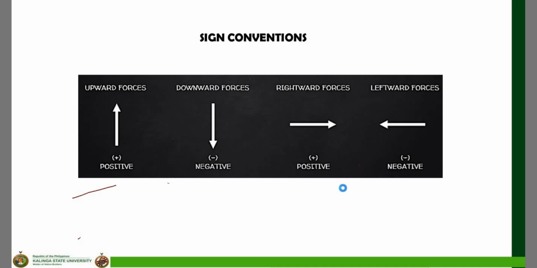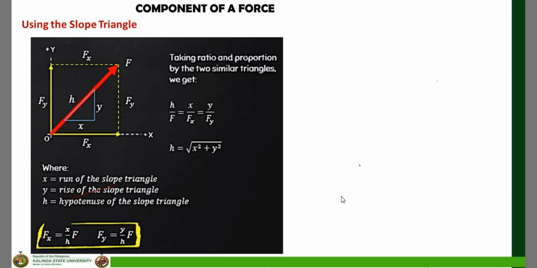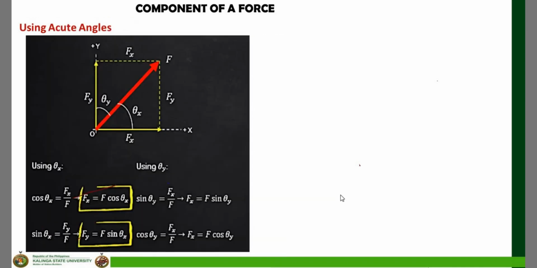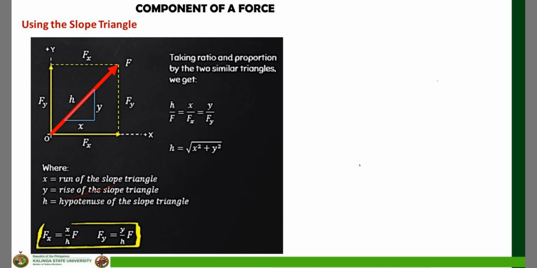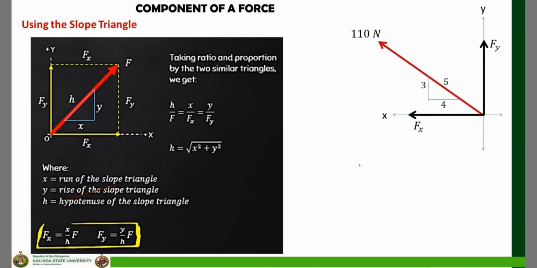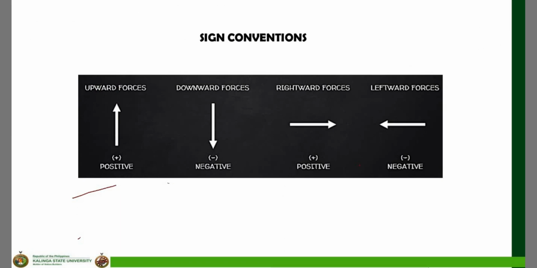So those are the different ways to compute the component of a force, again by using acute angles and by using the slope triangle. Now, when solving for components of forces, we have to take note of sign conventions, because not all forces are positive and not all forces are negative. So how do we know if a force is positive or negative?